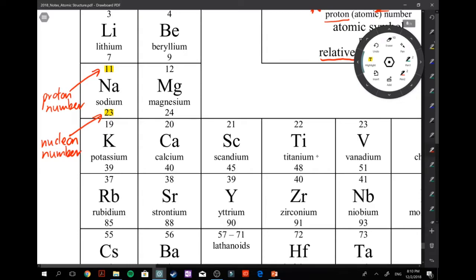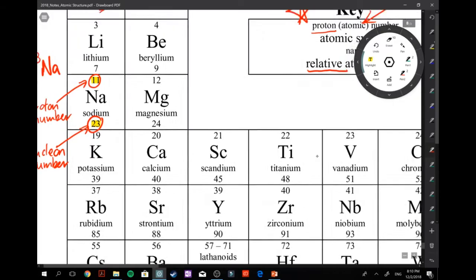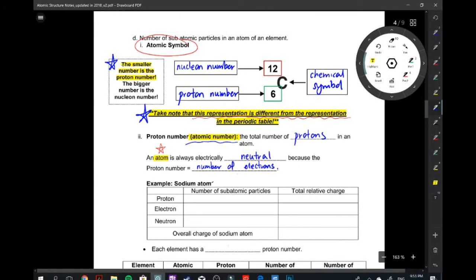And remember, when you represent it in the atomic symbol, you have to swap these two numbers. Alright, so it will look something like this, with 23 at the top and 11 at the bottom, as well as the chemical symbol. So this is for sodium itself. Let's move back to the top of the notes. Alright, so this is the representation of your sodium atom's atomic symbol.